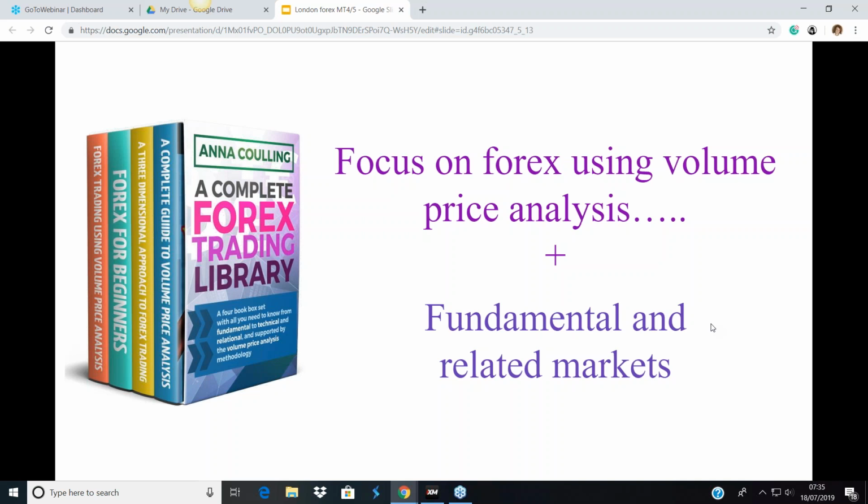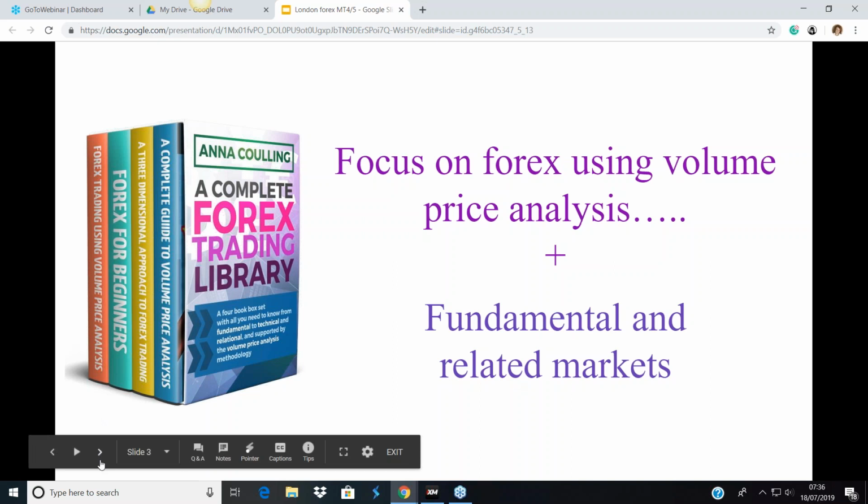But we've taken it one step further. We don't just look at the chart and the fundamental data, but we also look at related markets. By related markets, I mean a market that is tied to one of the currencies or currency pairs. The perfect example of that is the Canadian dollar. Why? Because Canada is a very large producer of oil, so whatever the oil price is doing will tend to be reflected in the Canadian dollar. Right, so there we are, that's that one.